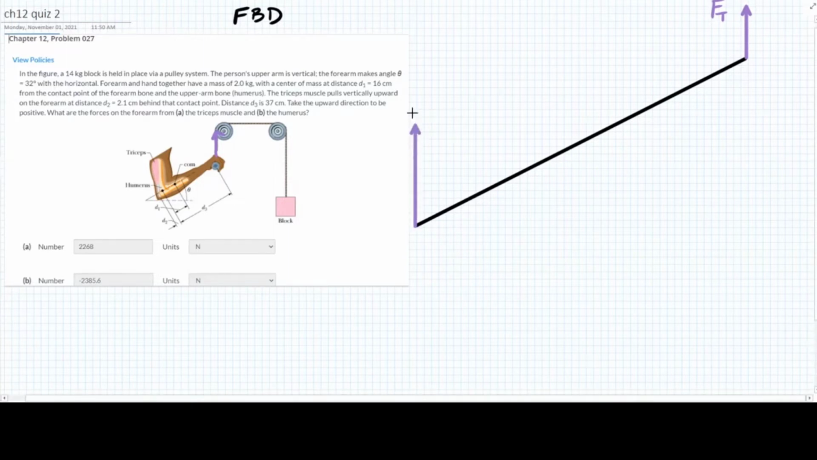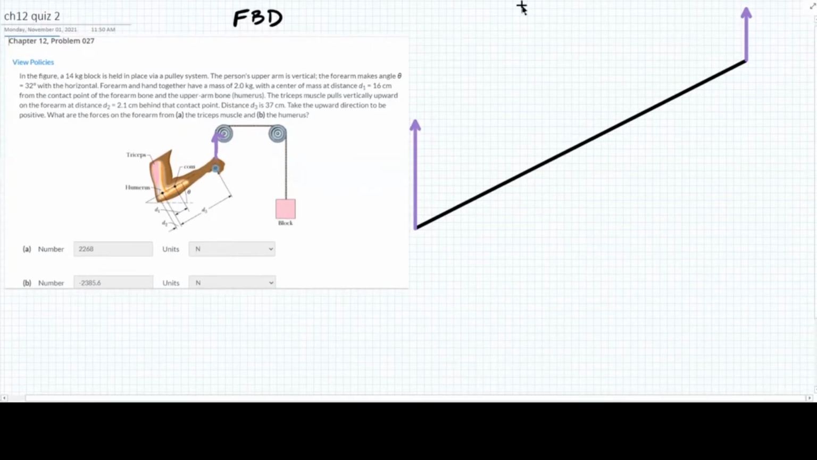How do I know this tricep? So this is my tricep muscle. You know what I'm going to do just to avoid confusion? Instead of F subscript T, I'm just going to use T for tension. This is T for tension, and this is my triceps force.